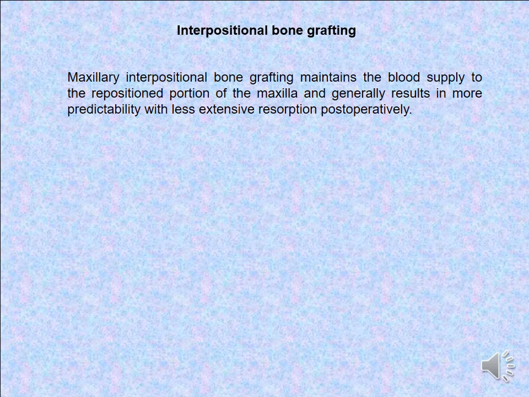The interpositional bone grafting. Maxillary interpositional bone grafting maintains the blood supply to the repositioned portion of the maxilla and generally results in more predictable outcomes with less extensive resorption postoperatively. So, by interpositional bone graft, we maintain the blood supply to the maxilla and the graft material.